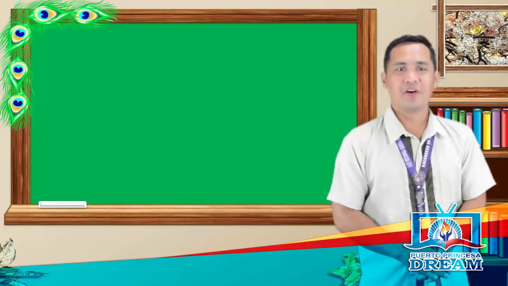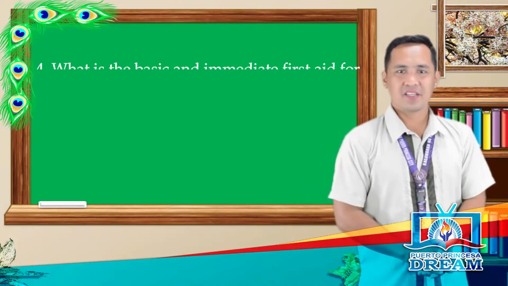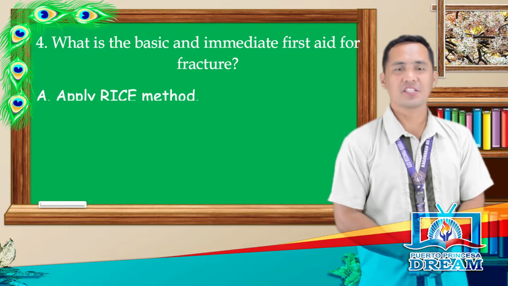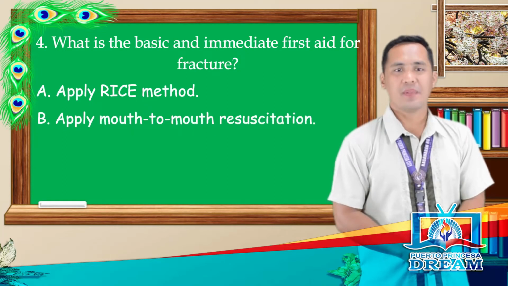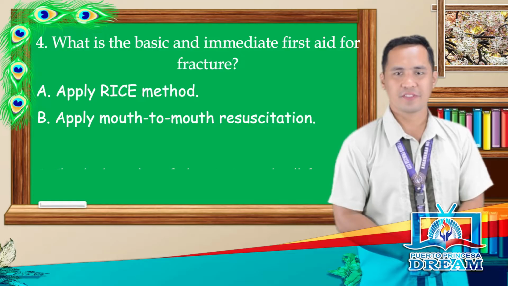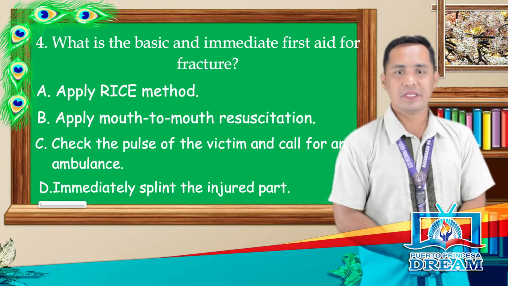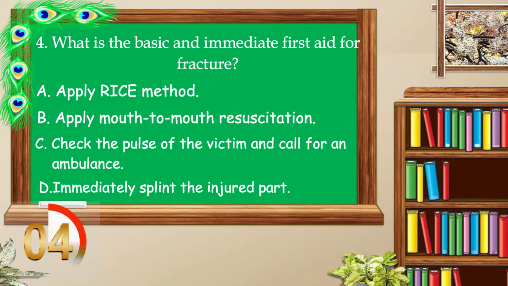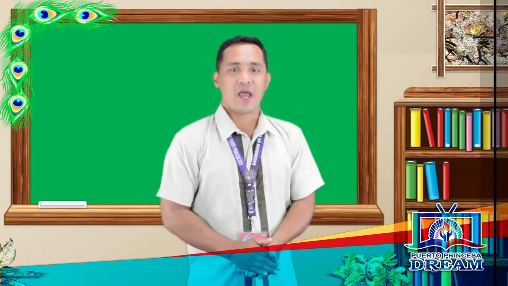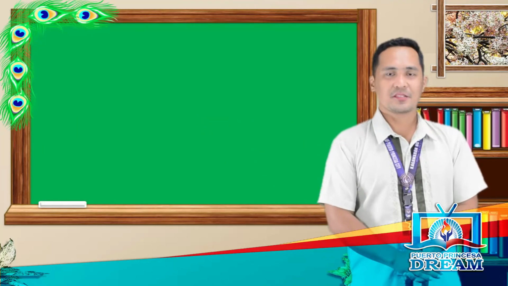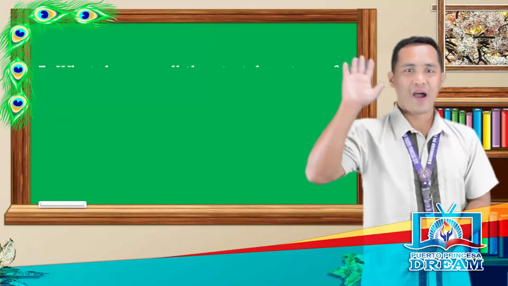Next, number 4. What is the basic and immediate first aid for fracture? A. Apply RICE method. B. Apply mouth-to-mouth resuscitation. C. Check the pulse of the victim and call for an ambulance. D. Immediately steam the injured part. Time is up. The correct answer is letter A.